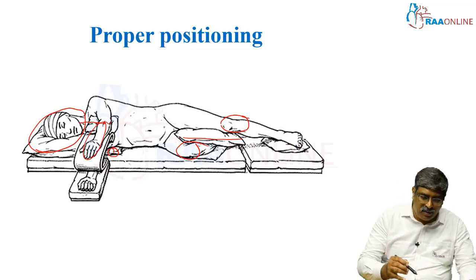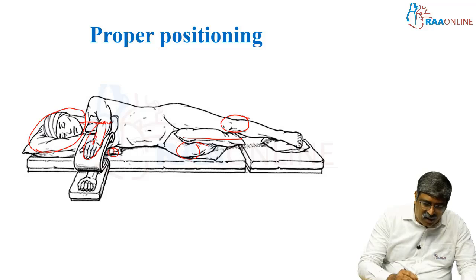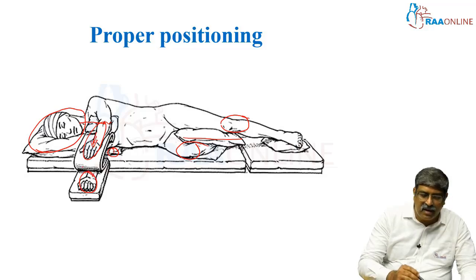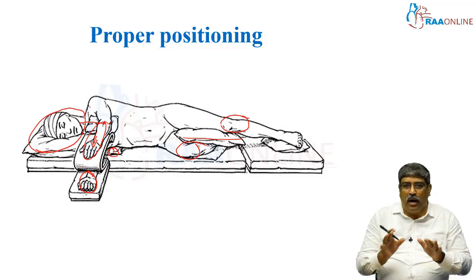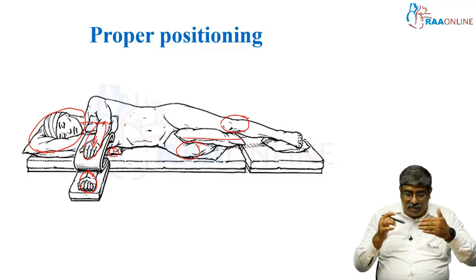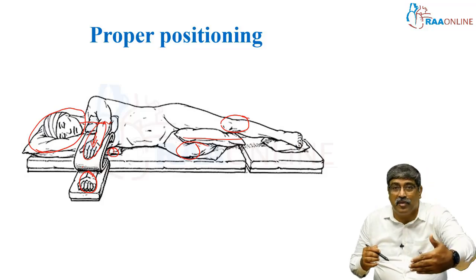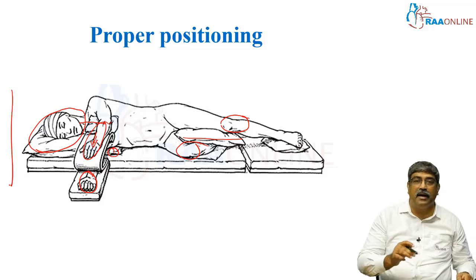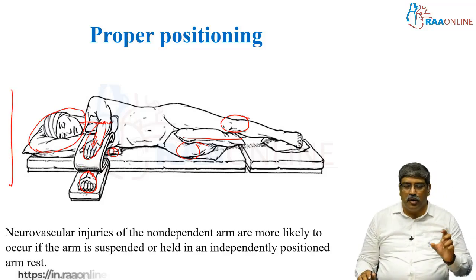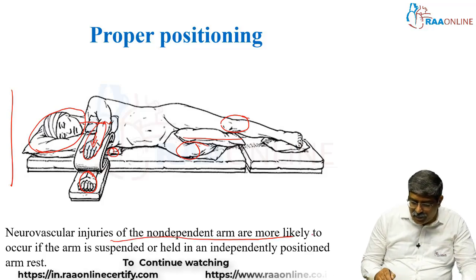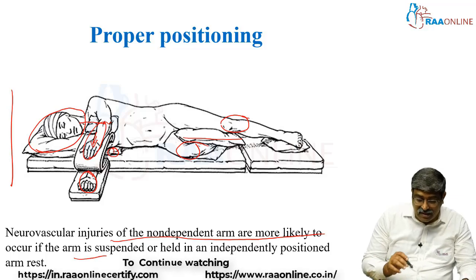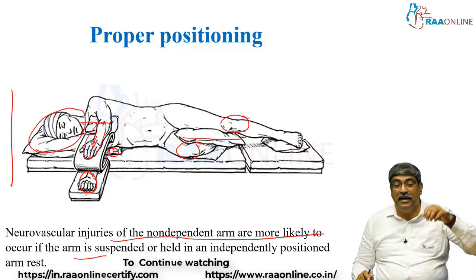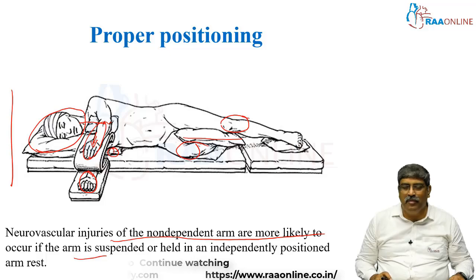Usually, you place the IV line in the non-dependent arm and the invasive line on the dependent arm. Everything should be checked from the anterior aspect as well as from the posterior aspect and from the head aspect too. Neurovascular injury of the non-dependent arm is more likely to happen if the arm is suspended or held in an independently positioned arm rest.